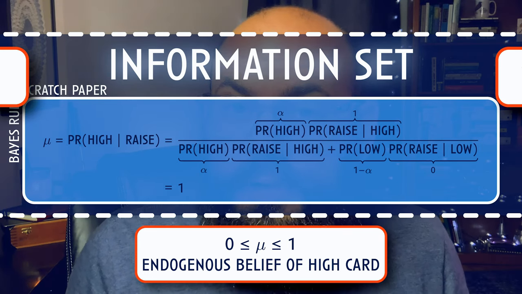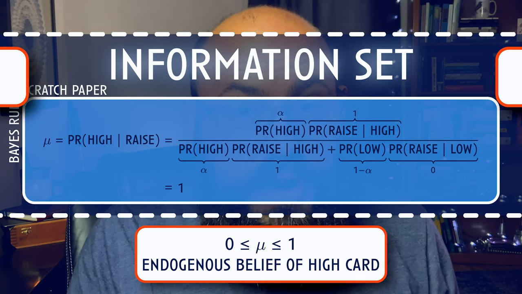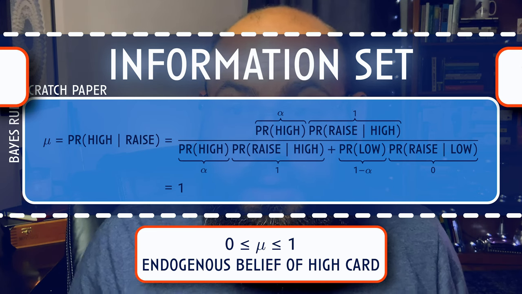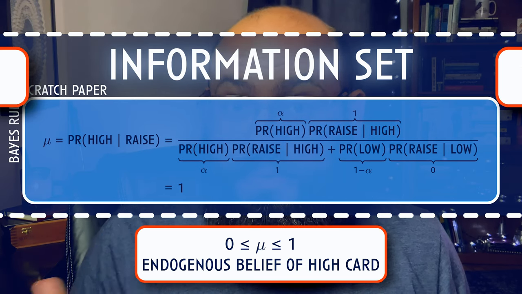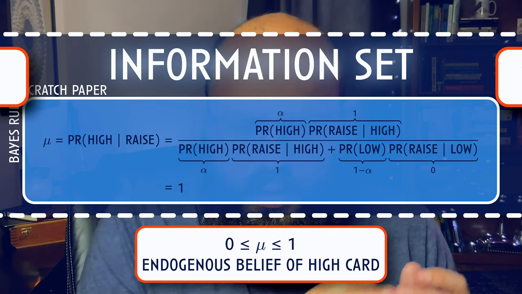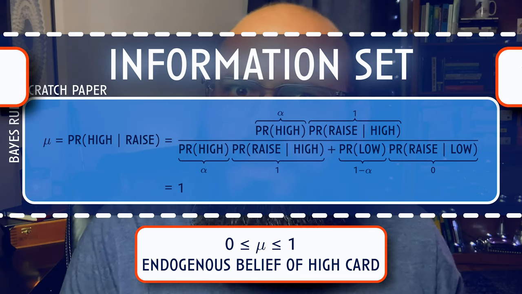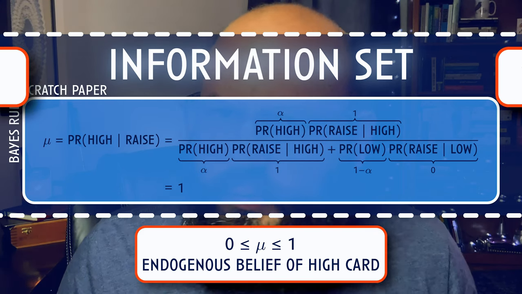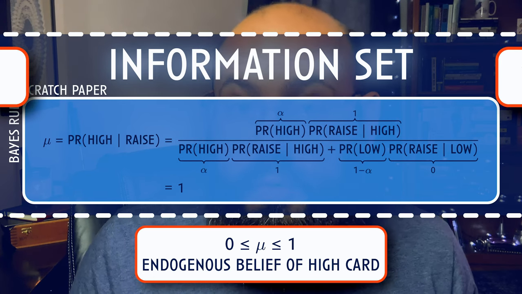The only sequentially rational belief for me to have, conditional on the strategy that we're evaluating, that the high type is raising and the low type is staying, is one. So my mu, my endogenous belief, one thing that's going to be really cool here is that the beliefs have to condition the choices, but the choices also have to condition the beliefs. So information and strategy are going to come together in this very intimate way now. It's really cool. That's one of the really cool things about this.